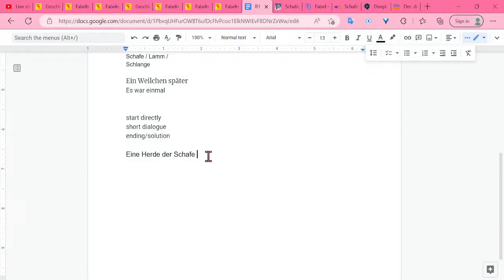Since this is writing, you need to use the simple past tense. So don't say haben geweint. This is the past perfect form. You use this only in speaking, okay? You're writing a story first, you're narrating it, so you need to use the simple past form. For example, weinten. Let me just check if that is correct.